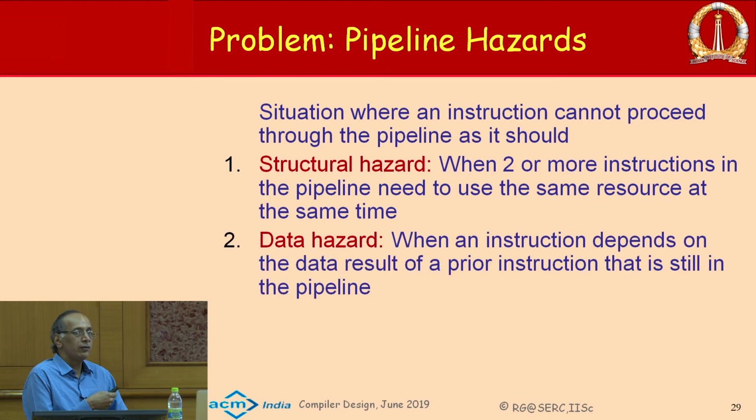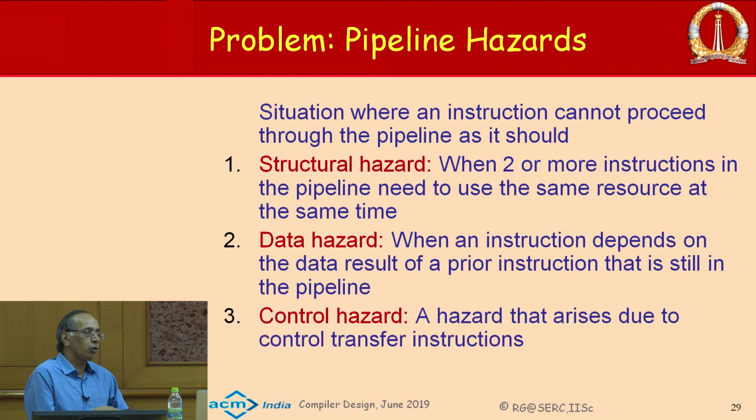The other one is that whenever you have a dependency between two instructions, this is more important for us, the second instruction cannot be executed until the first instruction has finished producing that value. If this happens, then we have to stall the pipeline. The third thing is control hazards. When you have branch instructions, you have to jump to a different location and then start fetching from that.